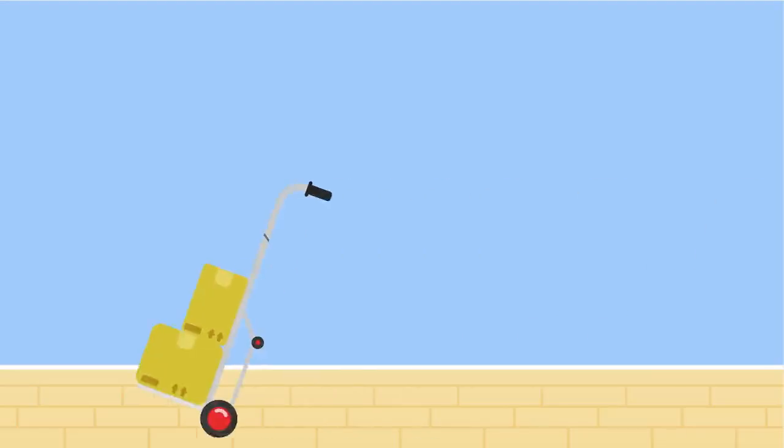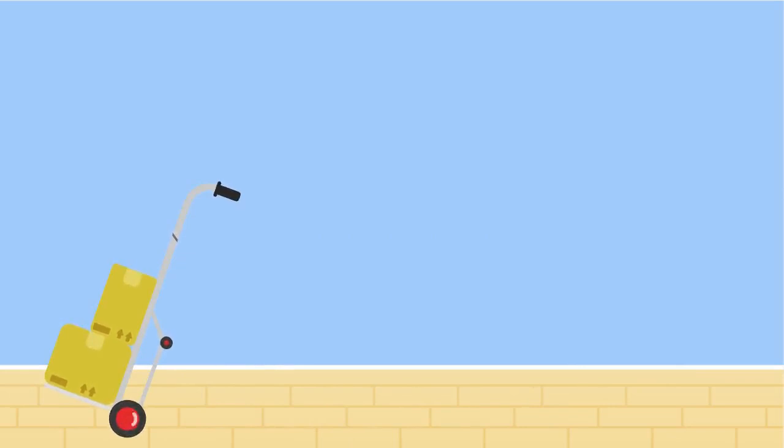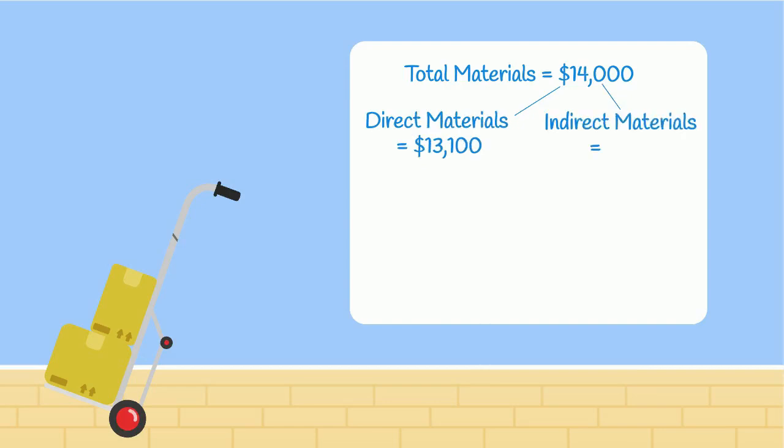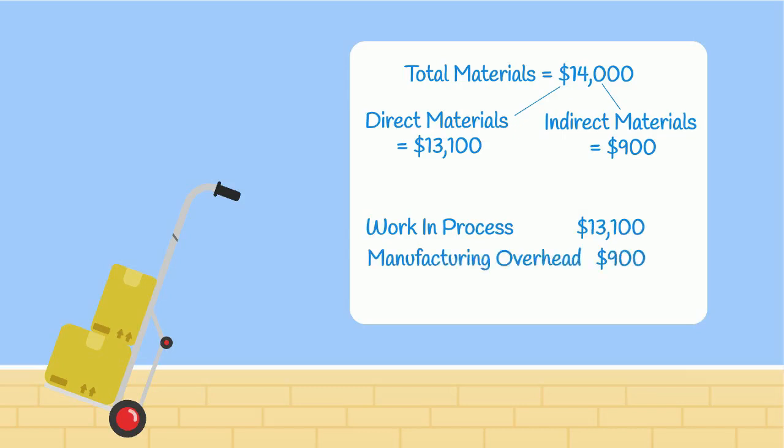At the candle company, we start working on several candle orders. We get $14,000 of materials to begin making the candles. $13,100 are direct materials and $900 are indirect materials. The direct materials go on the job cost sheets and go into the work in process account. The indirect materials go to manufacturing overhead, also called factory overhead. We would debit work in process for $13,100, debit manufacturing overhead for $900, and credit raw materials for $14,000.